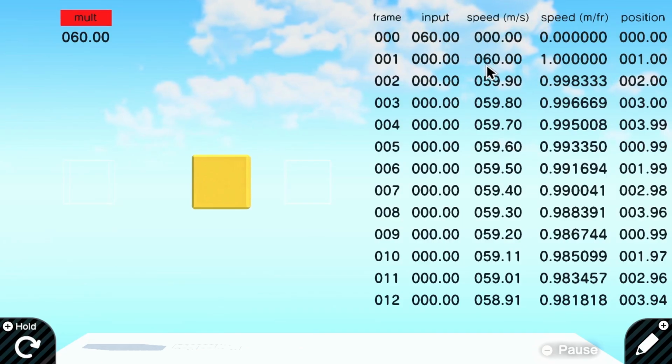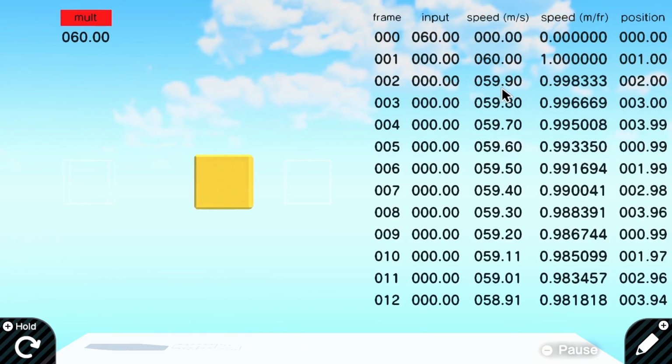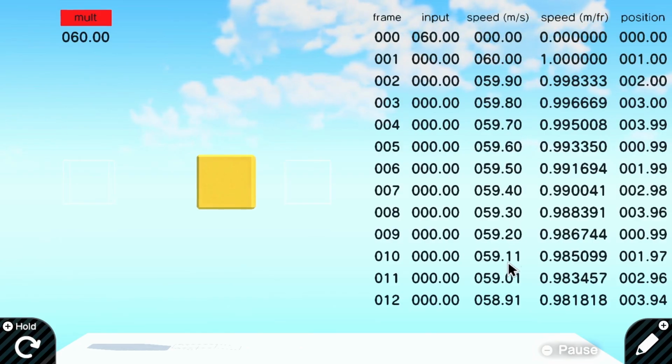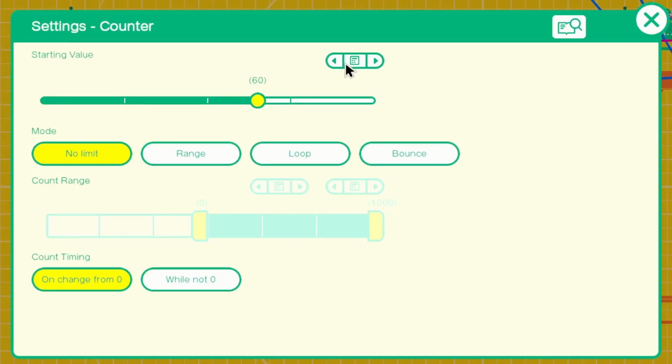We see exactly that showing here. From 60, it goes down to 59.9. And 59.9 over 600 is around 0.1 as well. So it keeps going down by about 0.1 and so on. Let me set this to a different value to further prove my point.